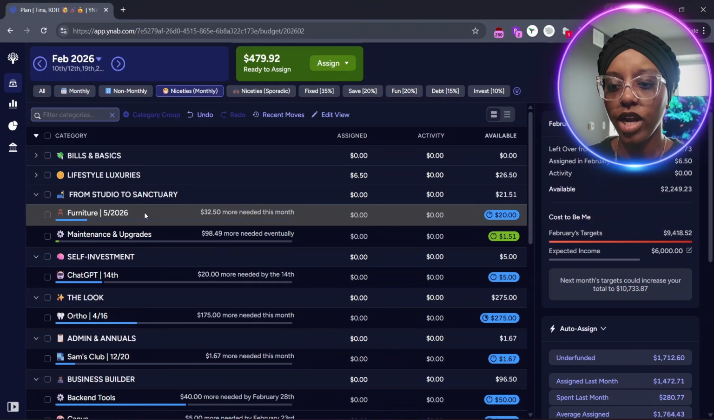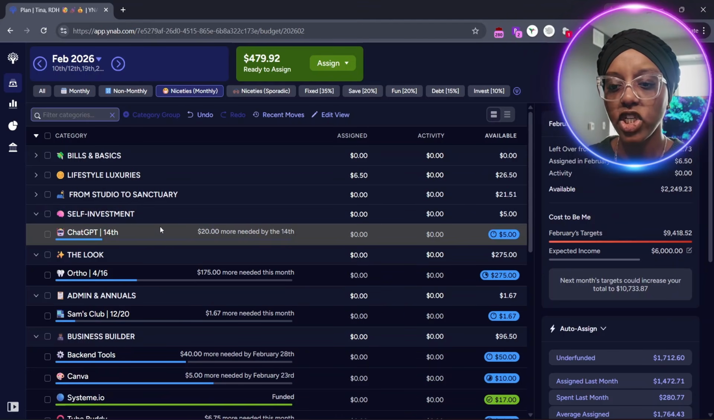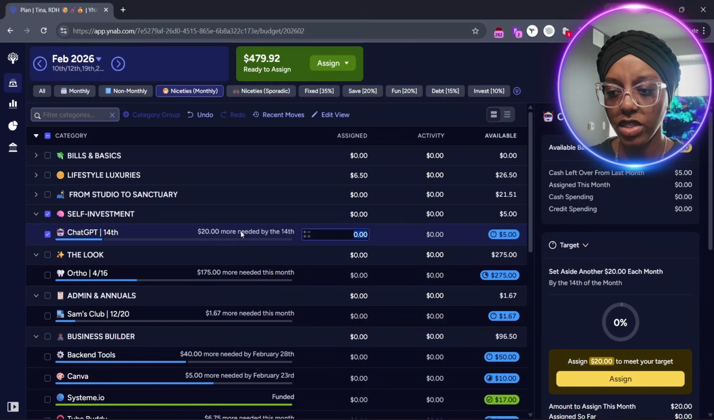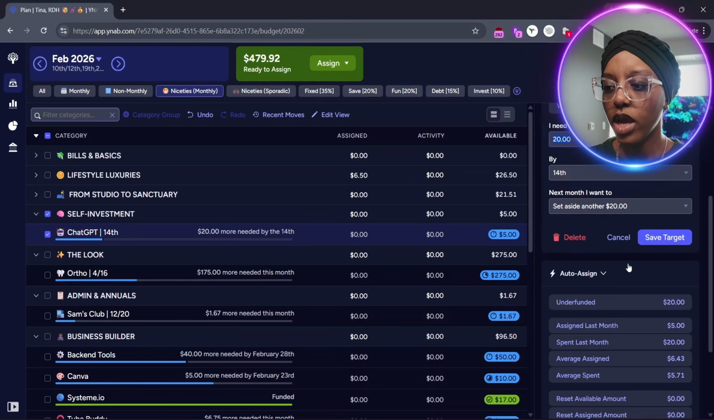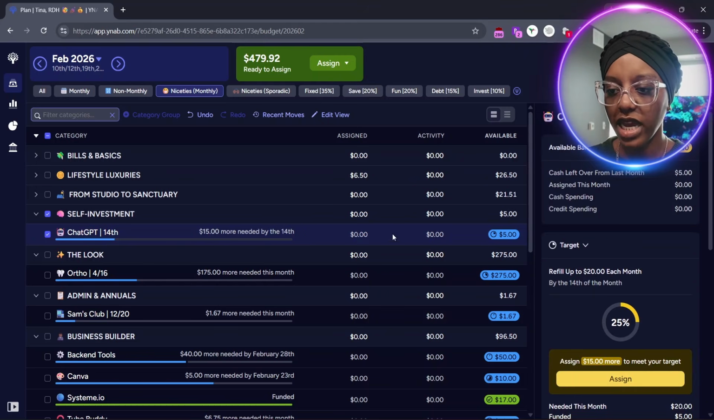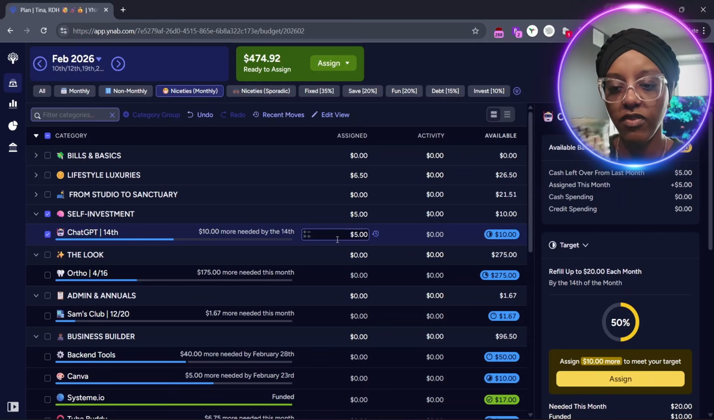Furniture, again, we're not worried about it. Lucky that I'm not taking that $20. Maintenance and upgrades, I think I'm good. I'm gonna leave that where it's at for now. If something comes up, I'll pull it out of fund money. ChatGPT, so I need $20 more. Is that real? Does it cost $25 or does it cost $20? Okay, set aside another $20 each month. No, we should do refill up to $15 I need. So I will go ahead and put in $5, and we'll put $5 with our other 2 paychecks, and then we'll be at our 15.